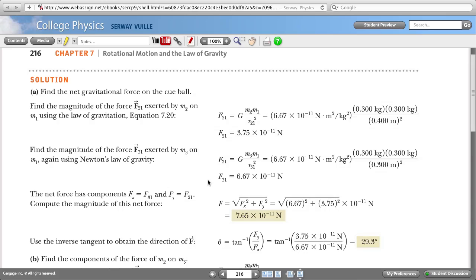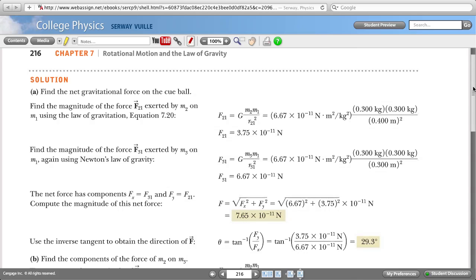Then we want to add those two forces together. One of these is a y force, one of them is an x force. So we add them together using the Pythagorean theorem: square them first, add them together, take the square root, and then we find that the total net force magnitude is going to be 7.65 times 10 to the minus 11 newtons. So it's a little bigger than either of them, but not much.